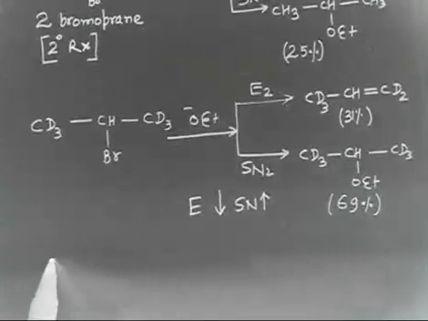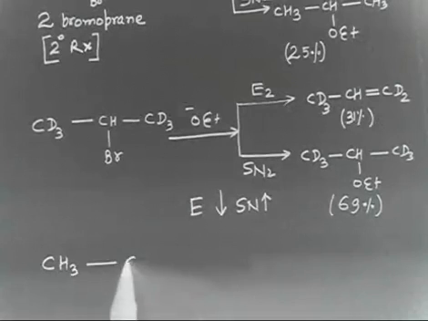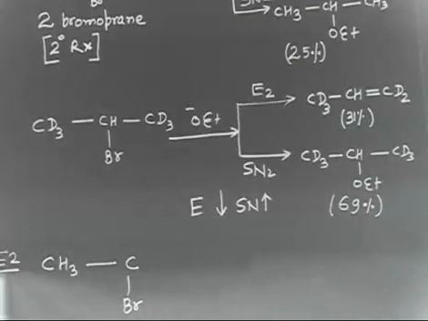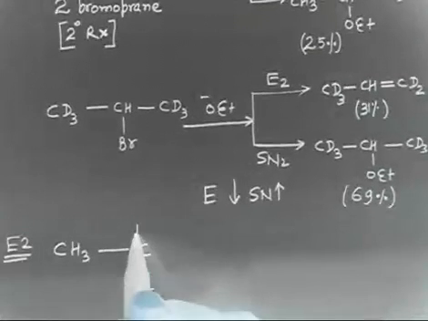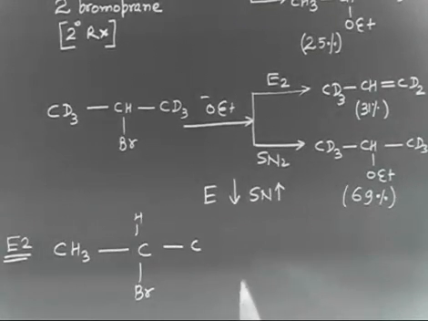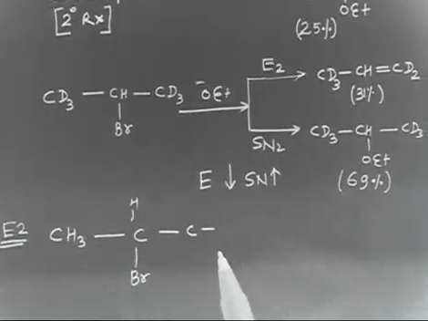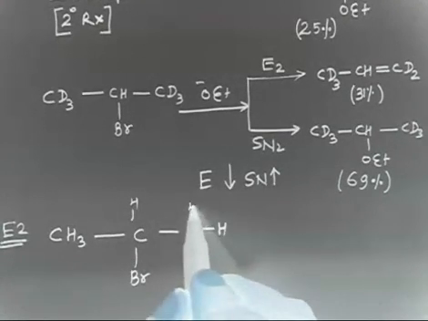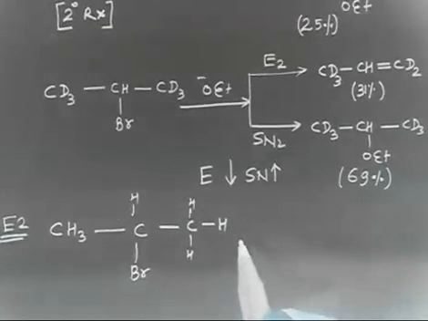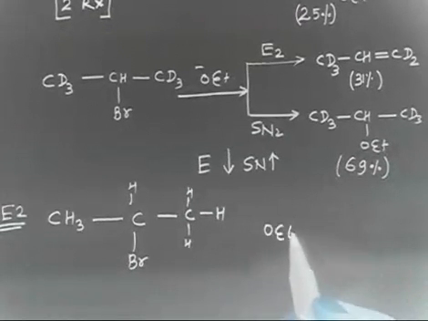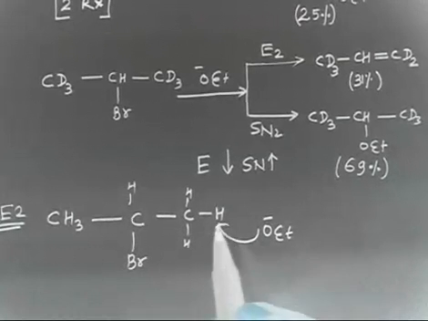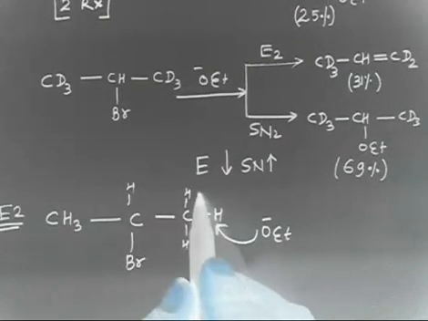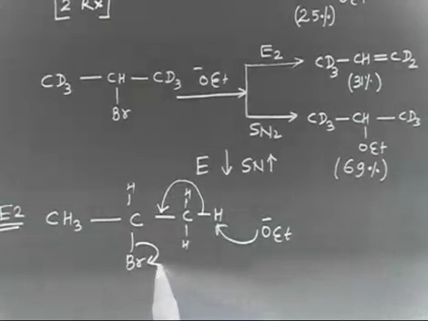So you see, if you have CH3 carbon and here you have bromine, I am writing this transition state for E2. Let us say I have hydrogen and here I have carbon. Let us say this bond can be either hydrogen or deuterium. Take the hydrogen case, H. What is happening in our rate determining step? OEt minus takes this hydrogen and this bond goes here, and at the same time this bond goes here.